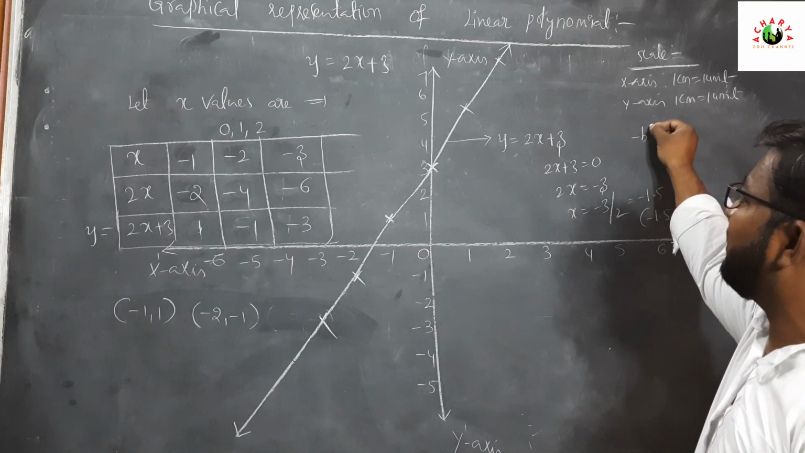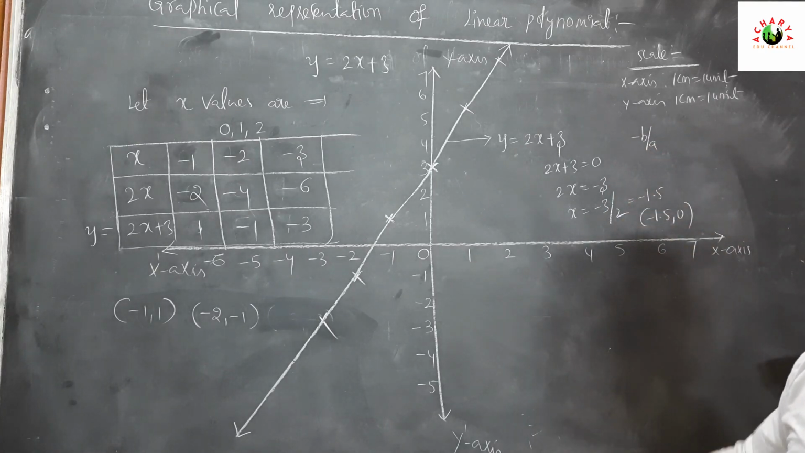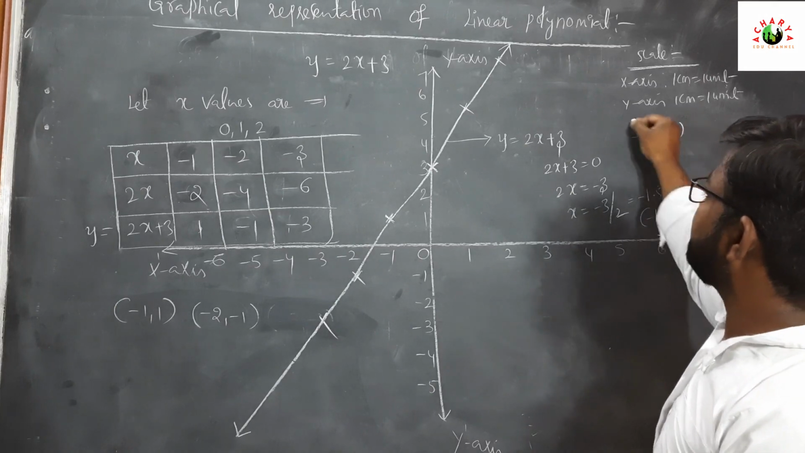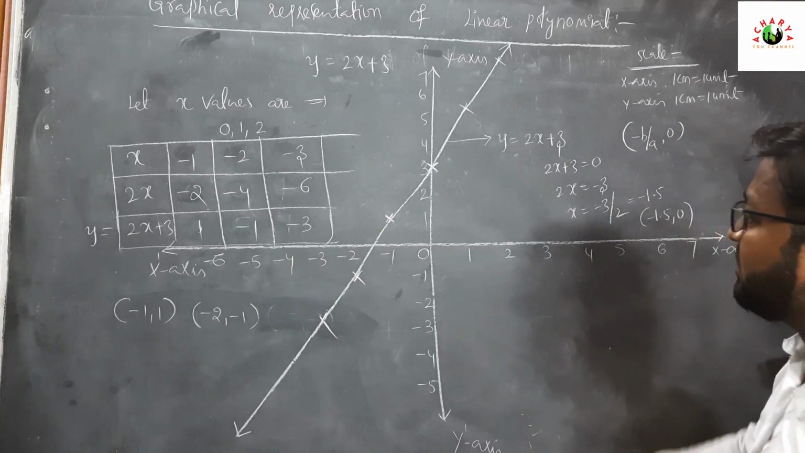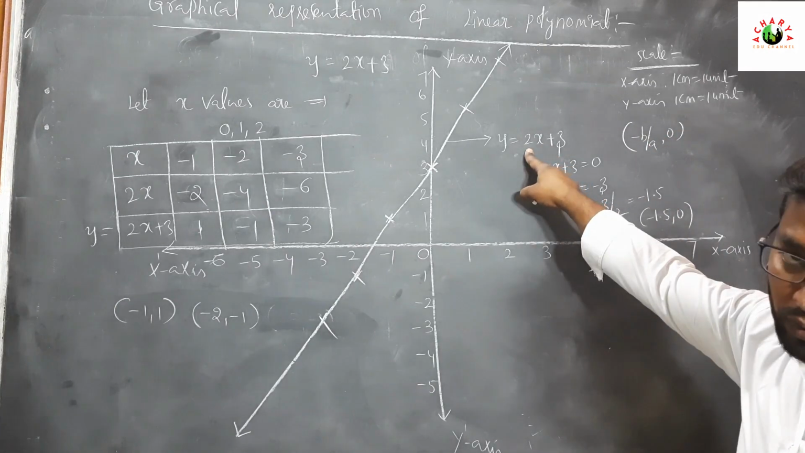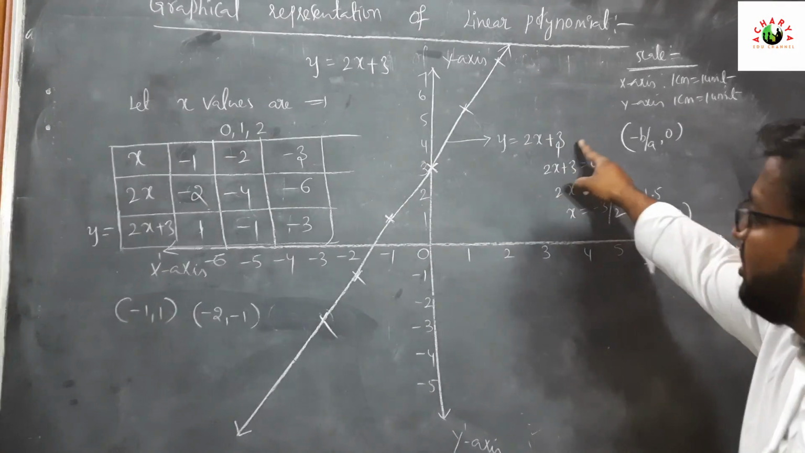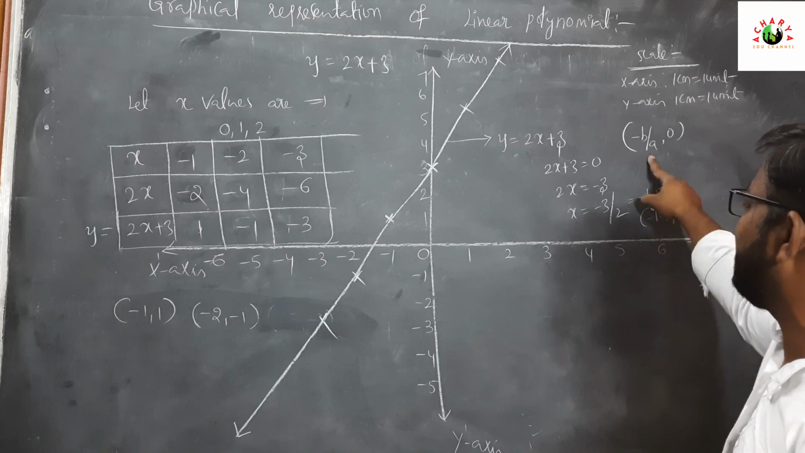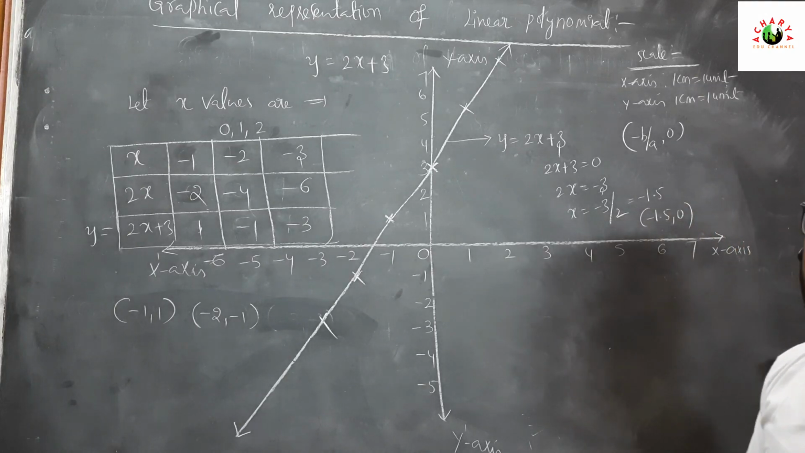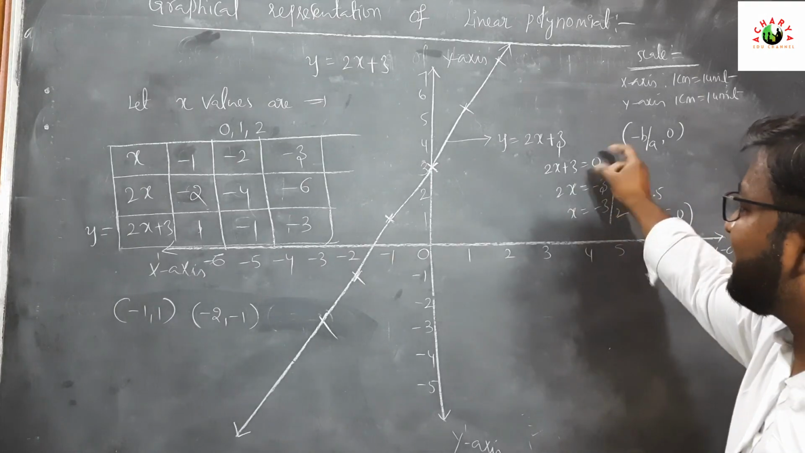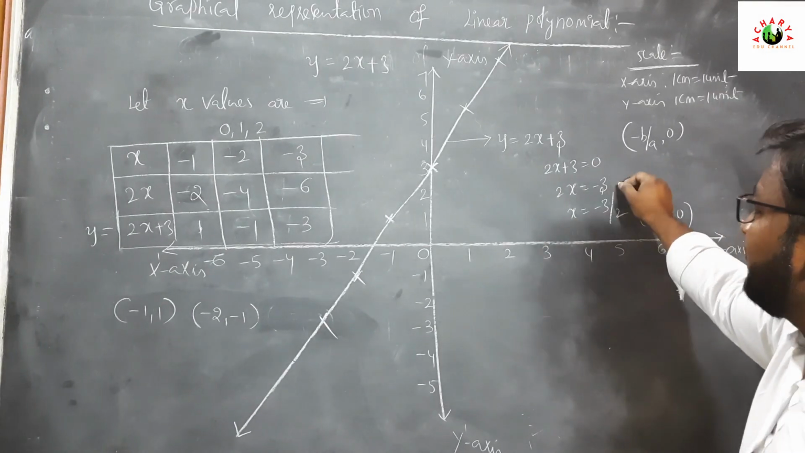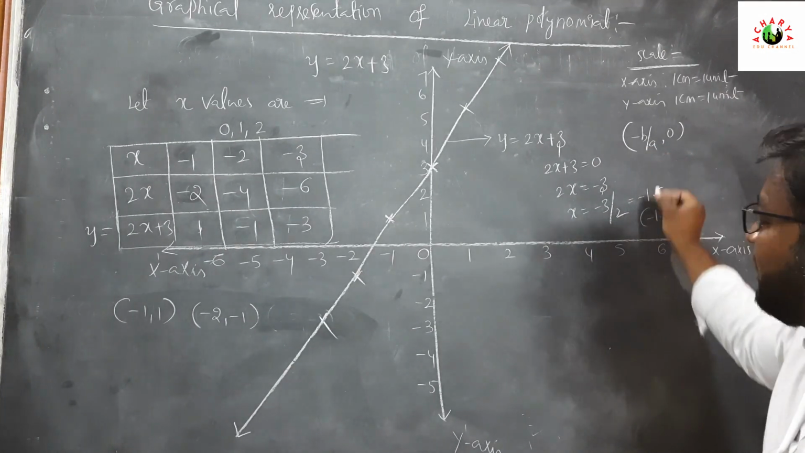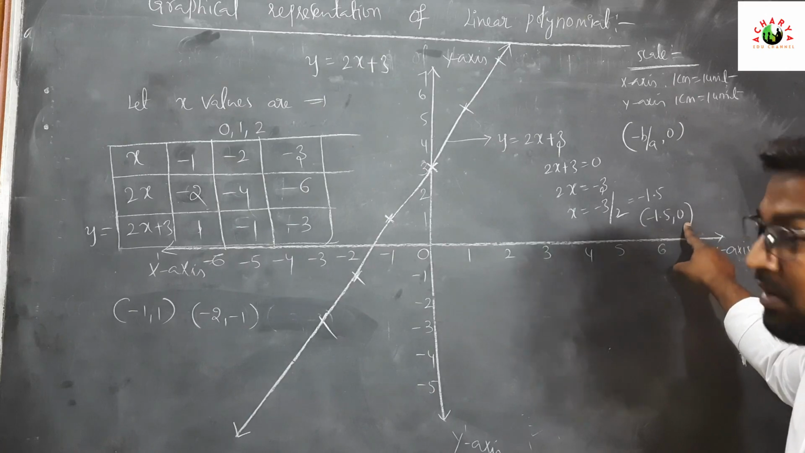Or else directly we have one formula, minus b by a comma 0. Here what is the value of a? 2. What is the value of b? 3. So minus b by a is minus 3 by 2, comma 0, minus 1.5 comma 0. This is directly the formula. By using the formula directly we got minus 1.5 comma 0.